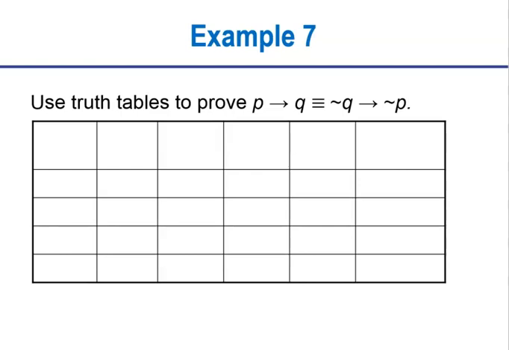Now, let's read it in the symbols in the proper language. So you could read this as if P, then Q, is equivalent to, y'all, whenever you see those triple lines, that's equivalent to not Q, or if not Q, then not P. Another way to read it is P implies Q is equivalent to not Q implies not P. Okay? All right.